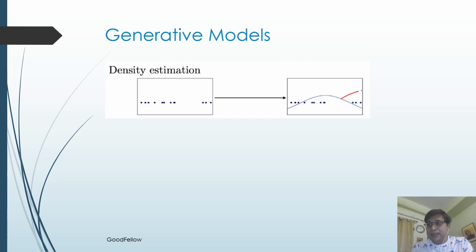Typically such a density function will be denoted by parameters like theta, and you want to find out the value of theta which maximizes the likelihood of these observations coming from the probability distribution denoted by theta. So such a technique is called maximum likelihood estimate, or MLE. So this is one of the objectives.